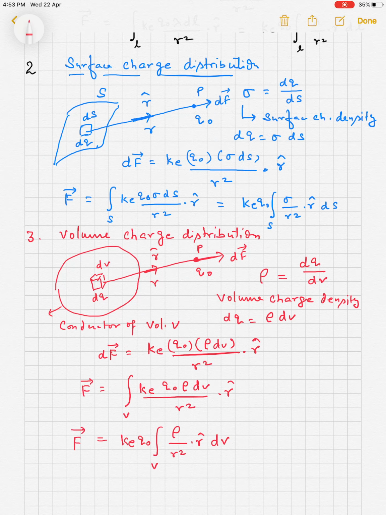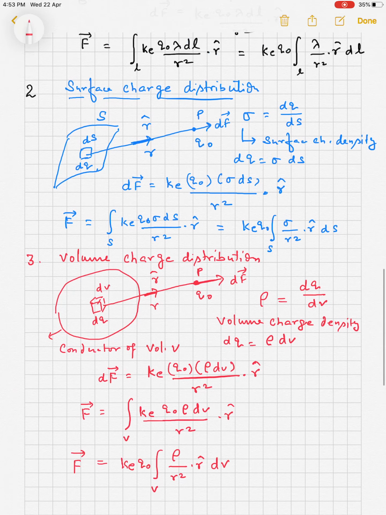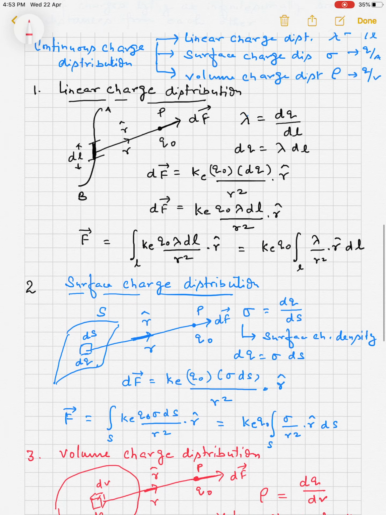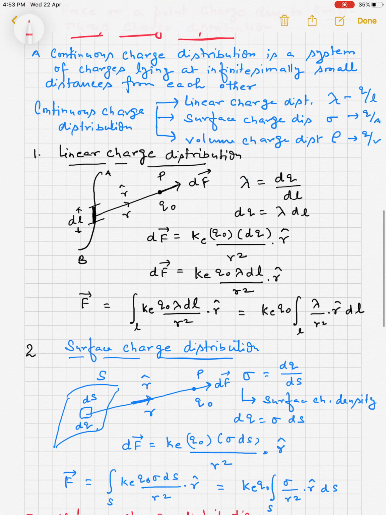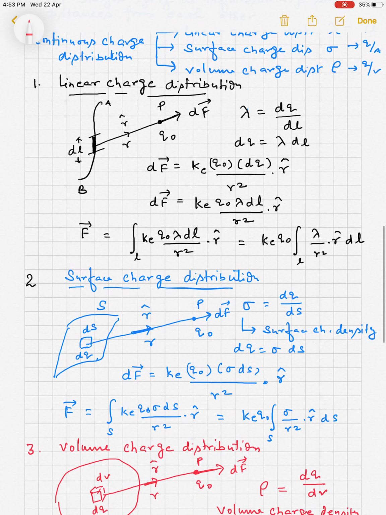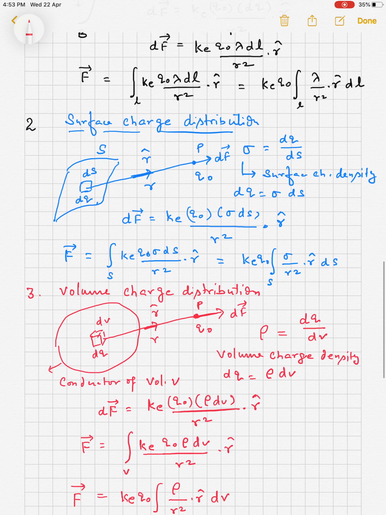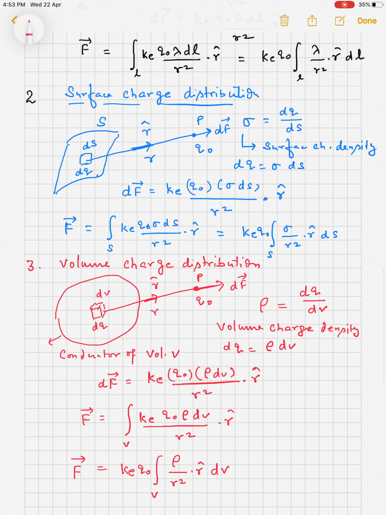So in this way we can find the force due to different charge distributions: linear charge distribution, surface charge distribution, and volume charge distribution. These are the three things that we have discussed here: force due to different charge distributions. Thank you.